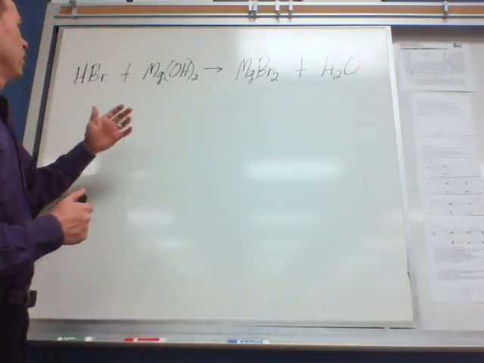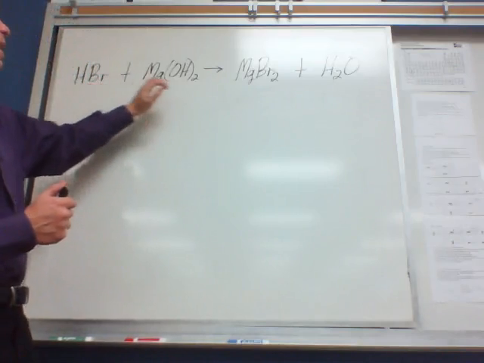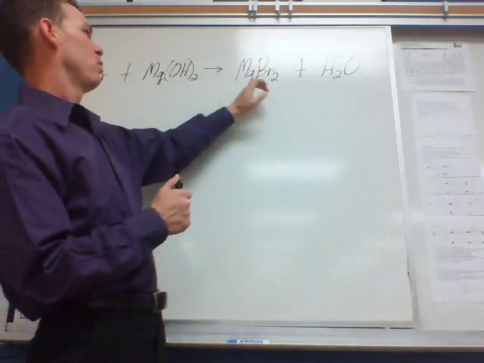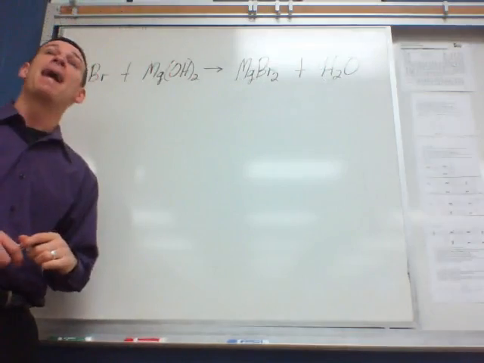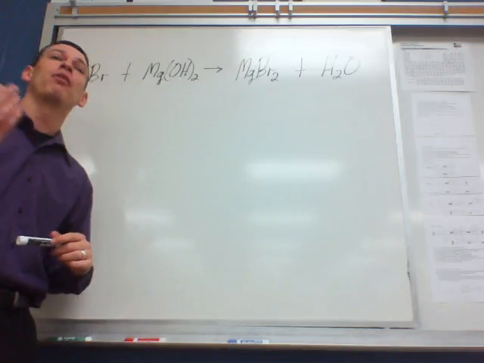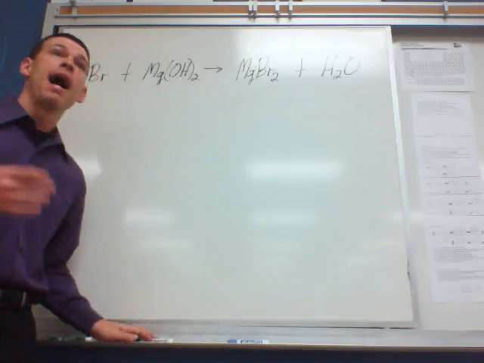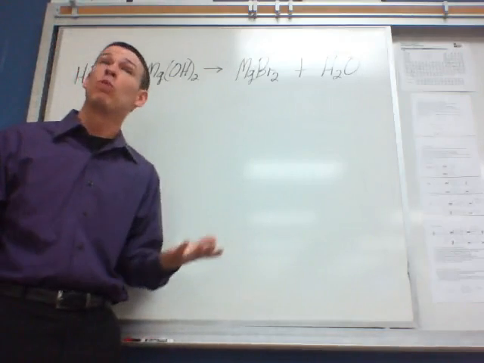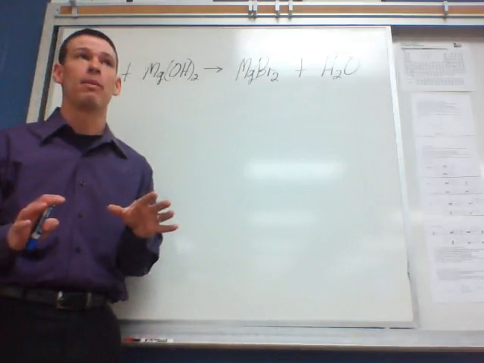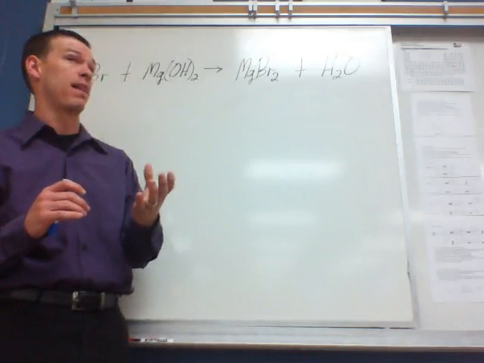So here's a reaction. All right, hydrobromic acid reacts with magnesium hydroxide to produce magnesium bromide and water. Right now it's not balanced. The balancing from last week is essential. However, I'm unable to go through the listing with you today because we'll run out of time and I won't teach you the stoichiometry. So you need to make sure that you're good at the balancing.